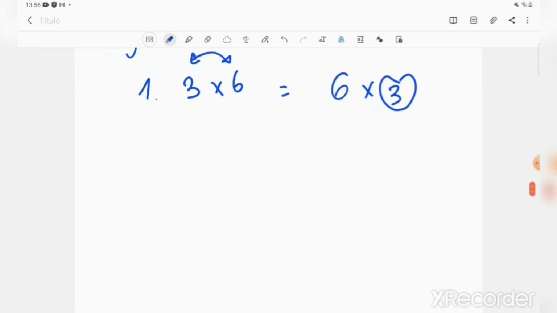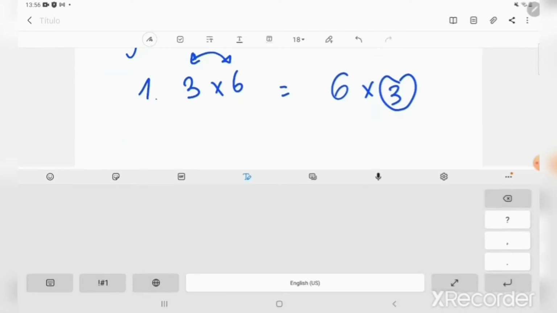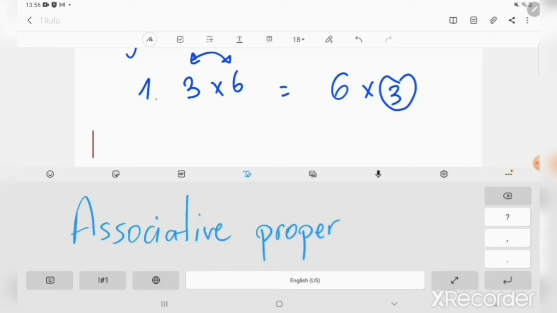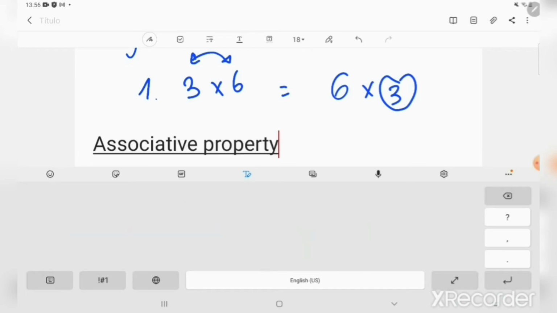Okay, now let's move on with the next content, that is associative property of multiplication.